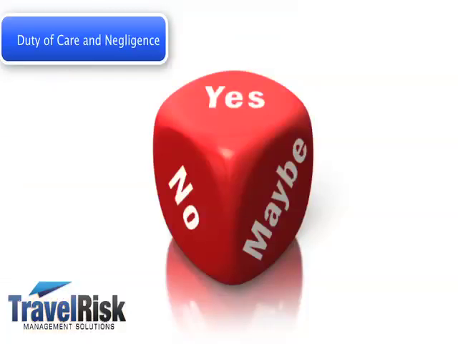Step 6. Are there any defences that the defendant could use to counter the claimant's accusations? And here we're talking about contributory negligence and voluntary assumption of risk. So did the actions of a claimant contribute to the injury?